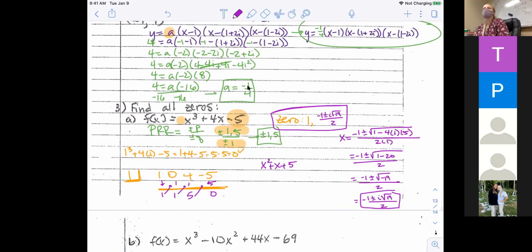Questions on that one? Any concerns? So again, we couldn't factor, so we did our PRRs. We found a 0, synthetic division, and then we used the quadratic formula. There's a lot of steps here, but I don't think independently they're hard. Just remembering them all together can be challenging. Okay, are we ready to move to B?